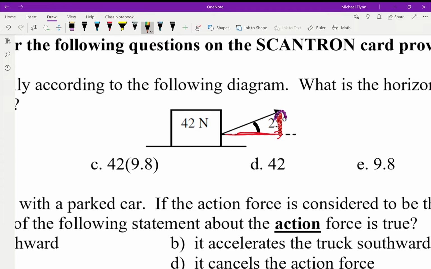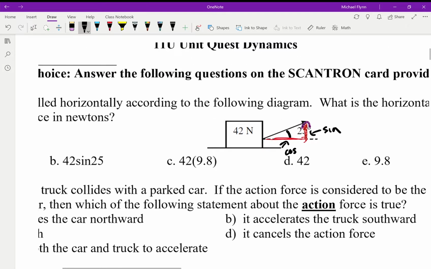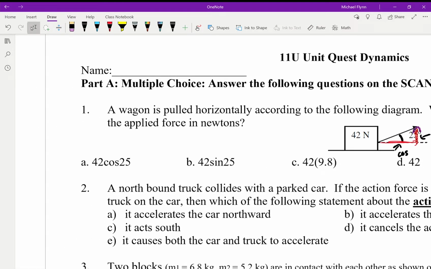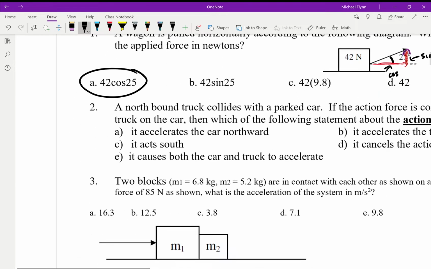Now, which one goes with cos and which one goes with sine? Well, you know components go with cos and sine. The adjacent side always goes with cos because of SOHCAHTOA. The opposite side goes with sine. And so the answer is going to be 42 times the cos of 25. That is the horizontal one, so that's the one right there.